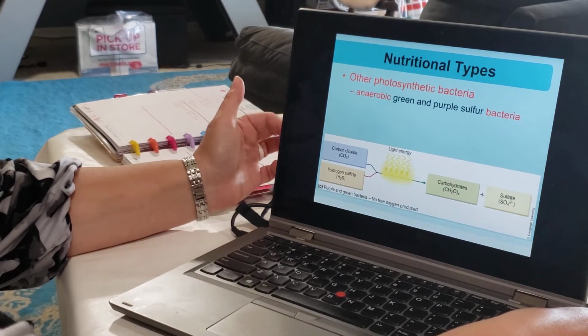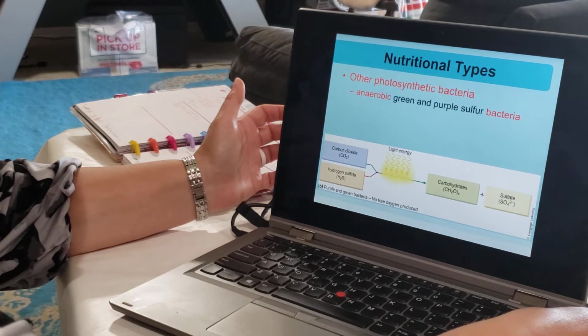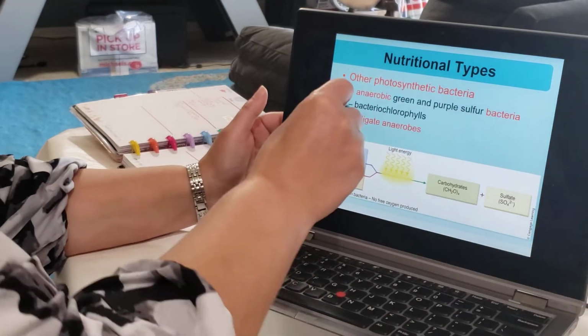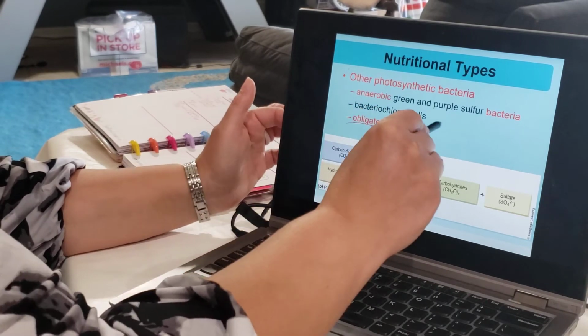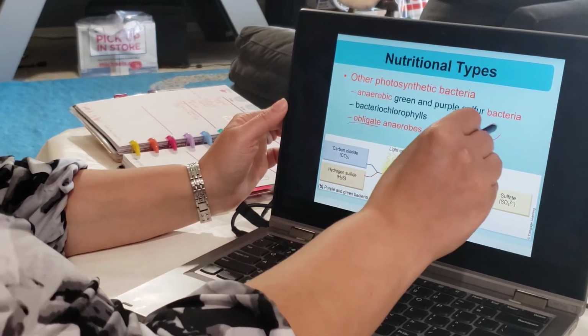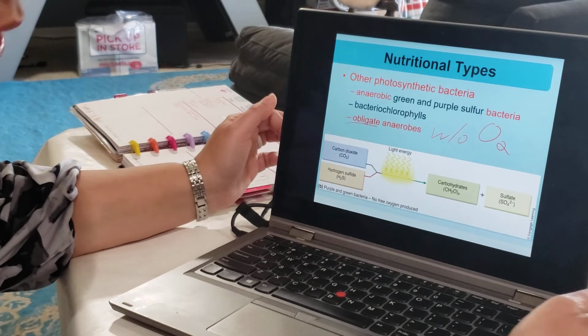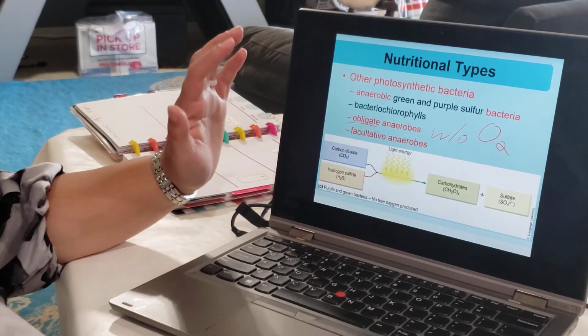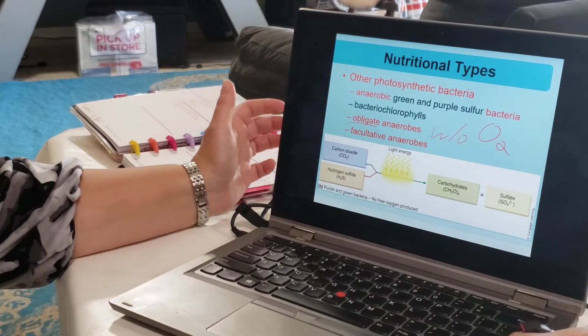Other photosynthetic bacteria can be anaerobic bacteria. Obligate anaerobes. Obligate means it must live without oxygen. And then facultative anaerobes. That means they can live with or without oxygen. They can go either way. All right?